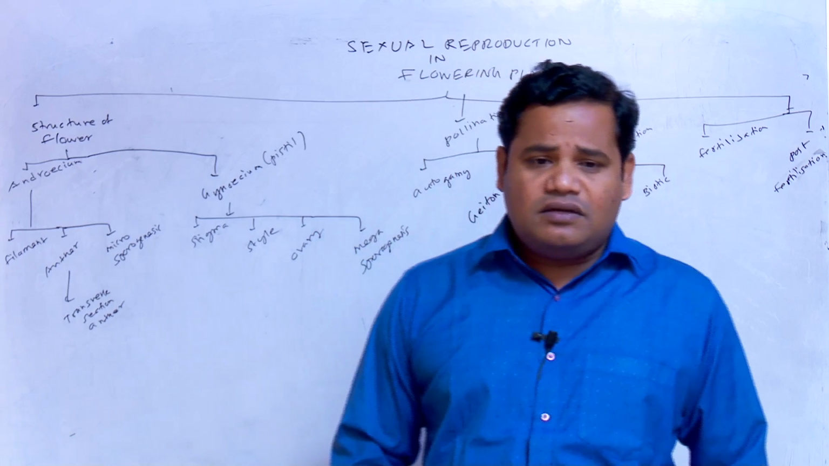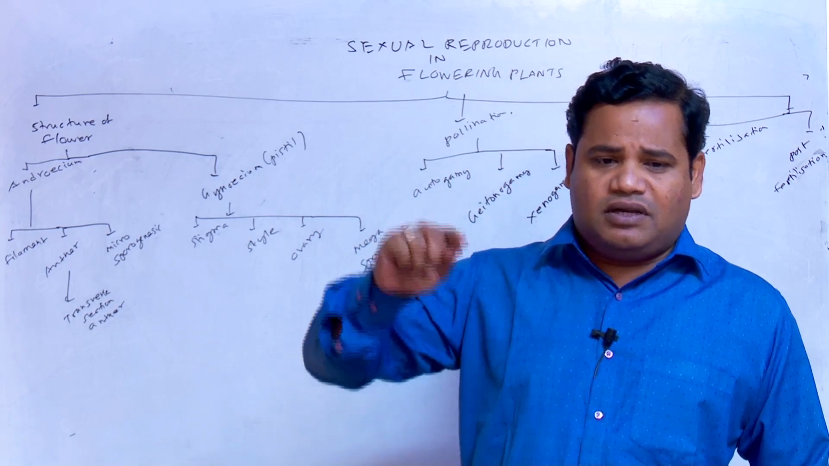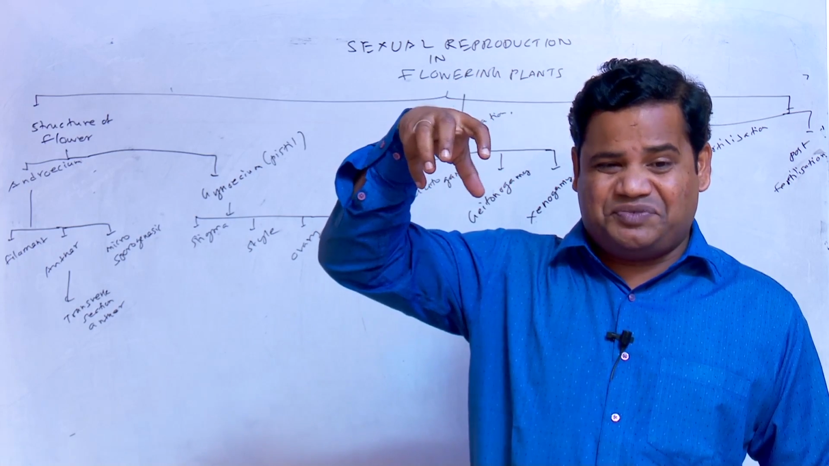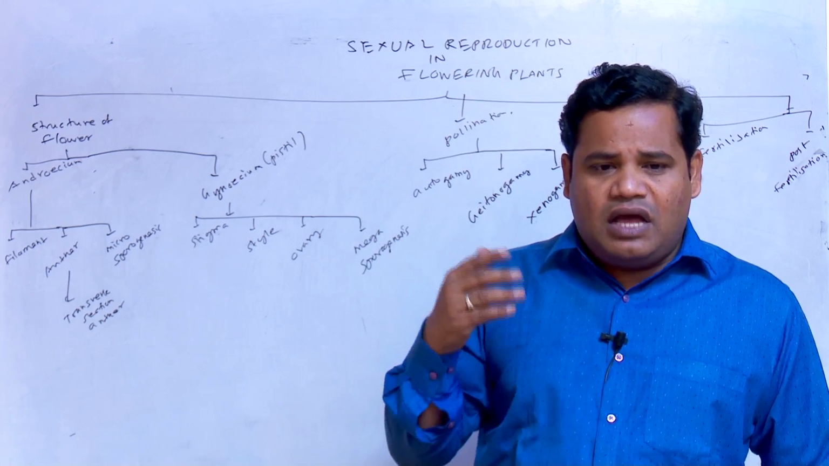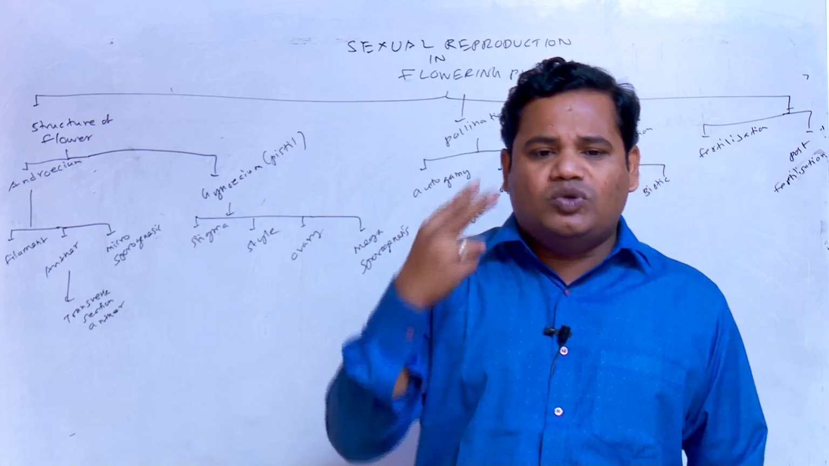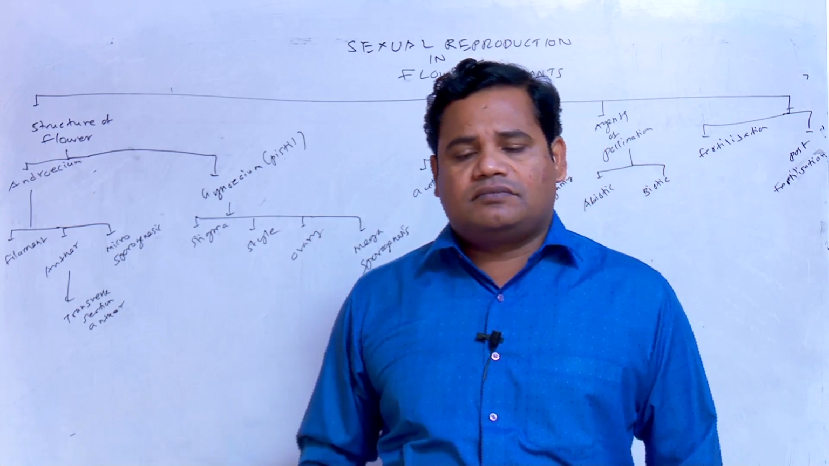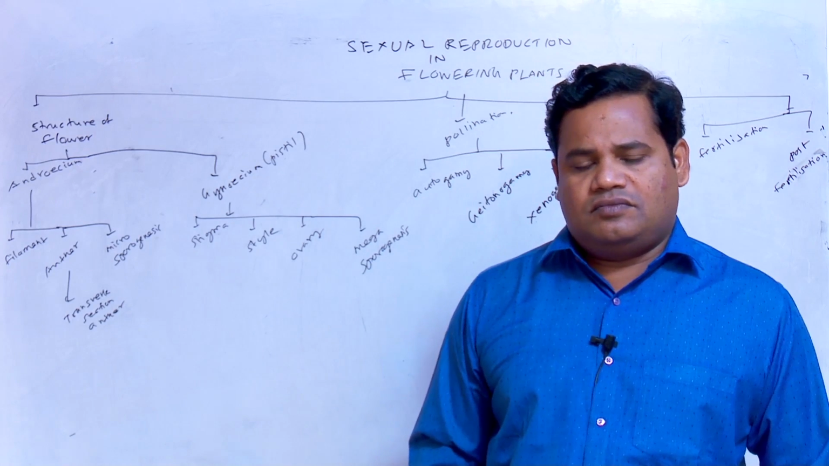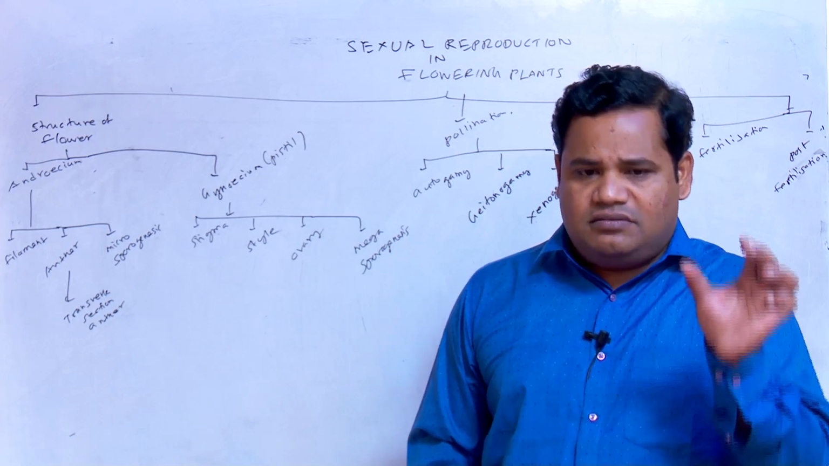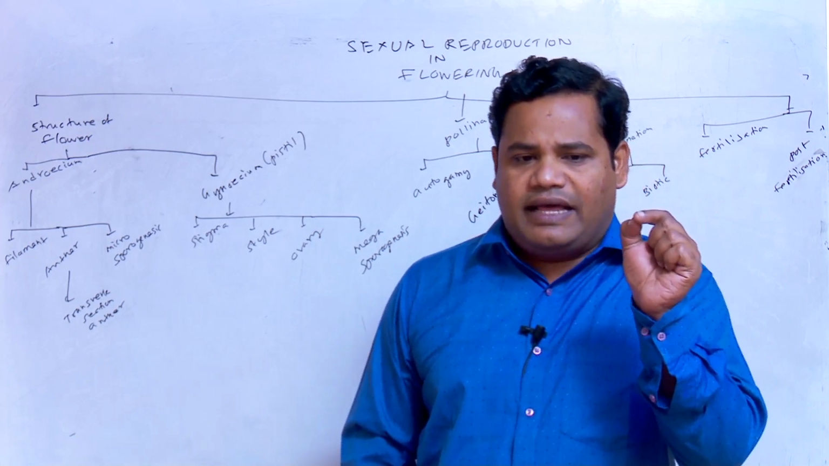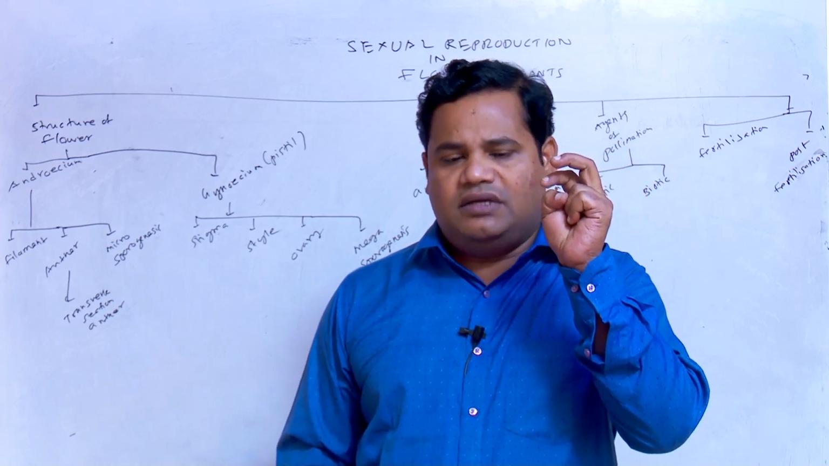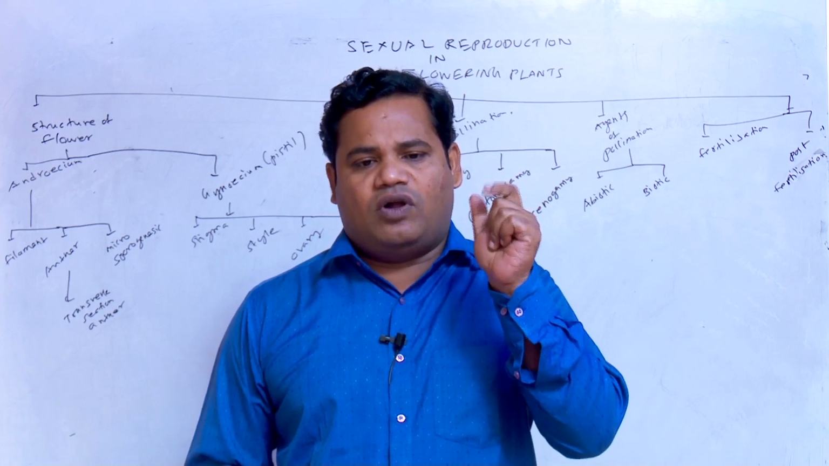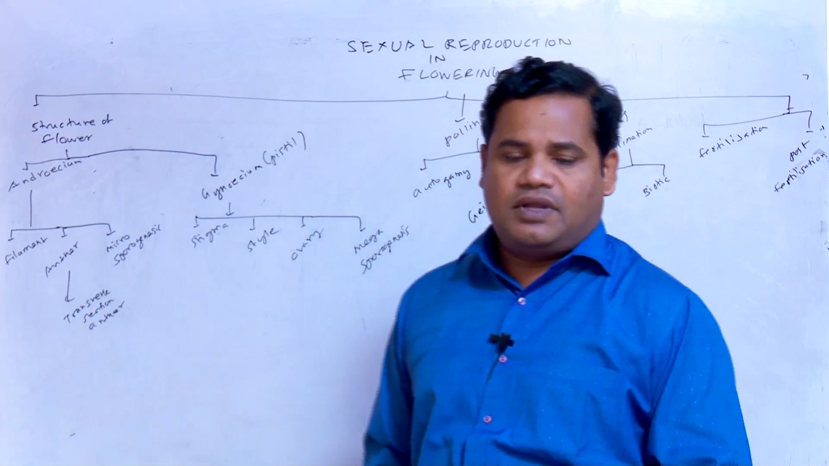The anther is the terminal part, typically a bilobed structure, and each lobe has two theca, so they are dithecous. So usually the anther is a bilobed structure that normally has two theca in each lobe, and we call this dithecous.